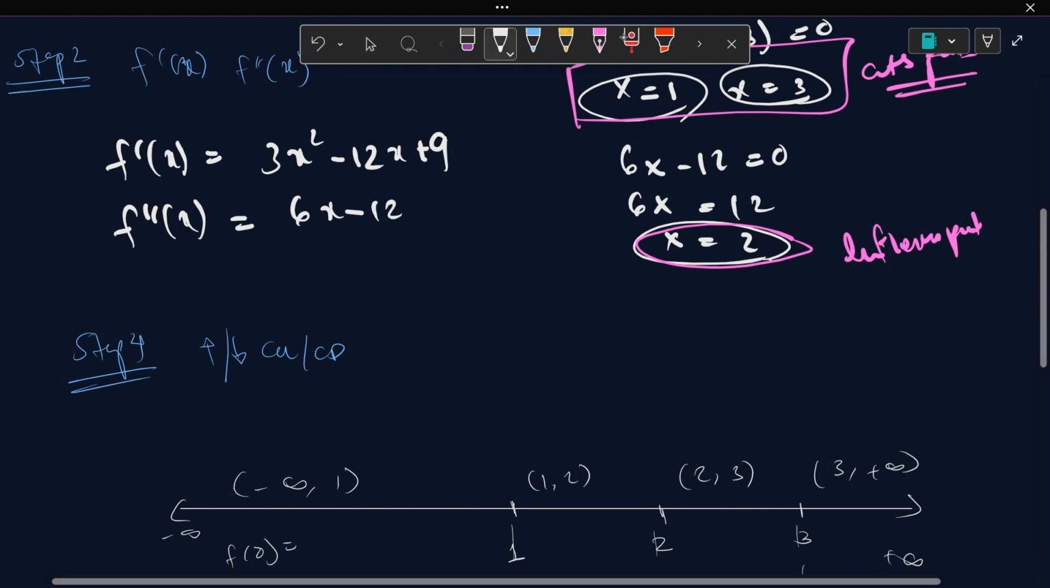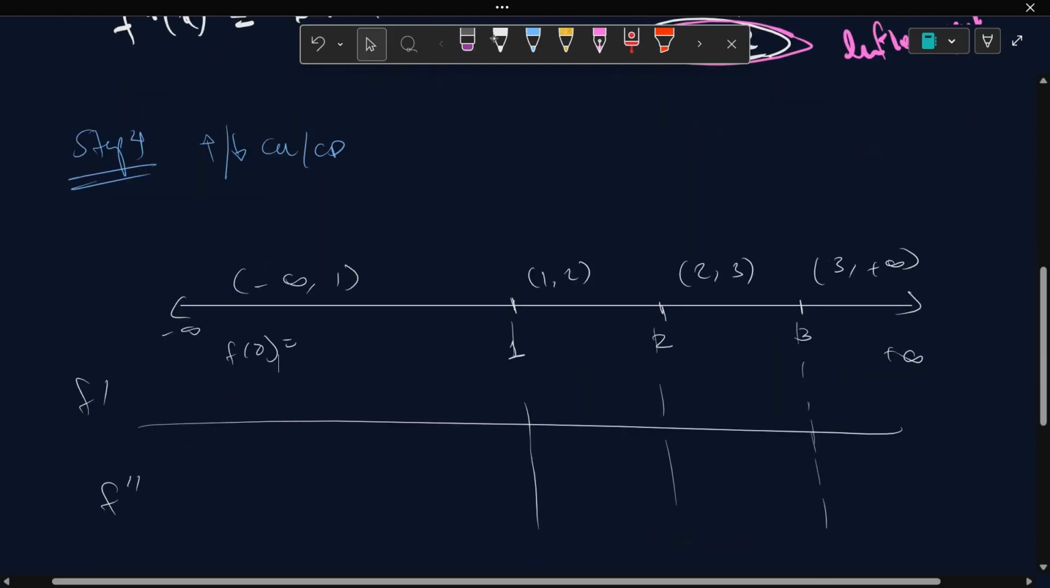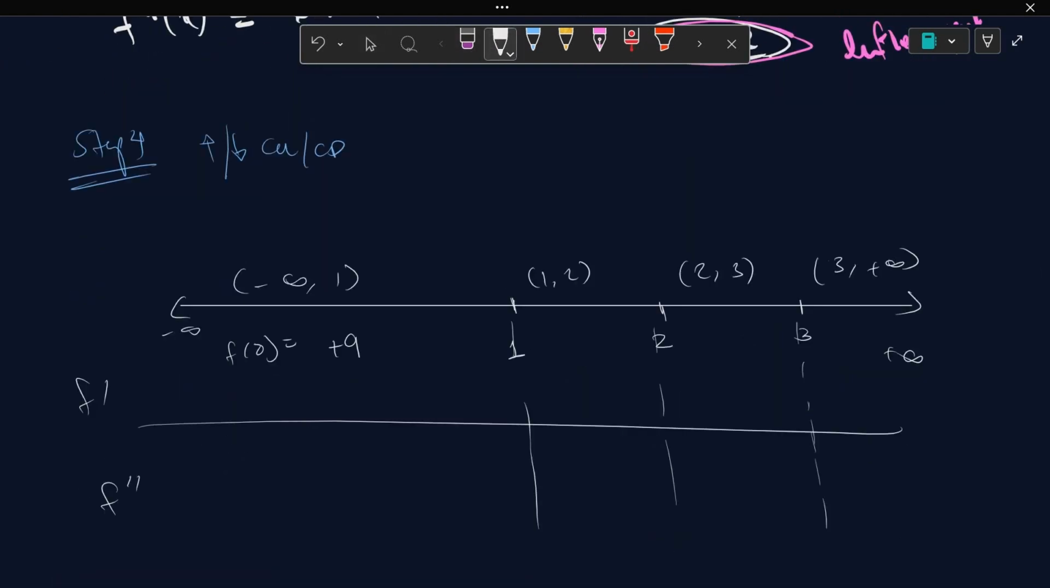If I plug 0 into f prime, I basically get a 9, a positive 9. Because I get a positive number, the sign over here is going to be positive.